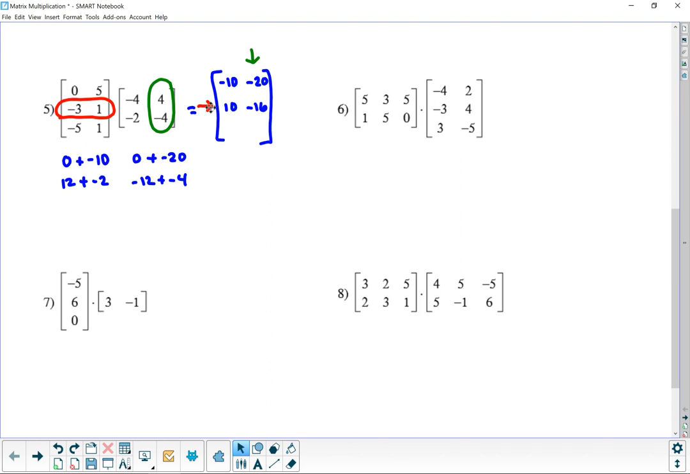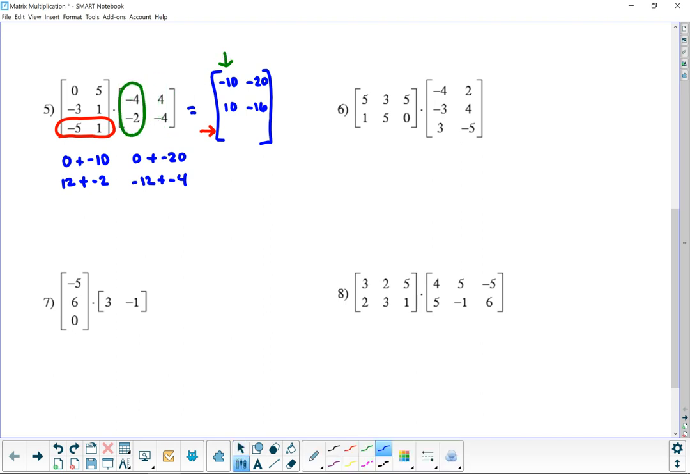Okay, if I want this bottom right here, this is going to be the third row, which means I need to switch to the third row. And I need the first column. So -5, -4 is 20, plus 1 and -2 is going to be -2. So answer is going to be 18. Okay. I want this spot right here. This is the third row, and this is going to be the second column. So this would give me -5 times 4 is -20, plus 1 times -4 is -4. So total answer is -24.